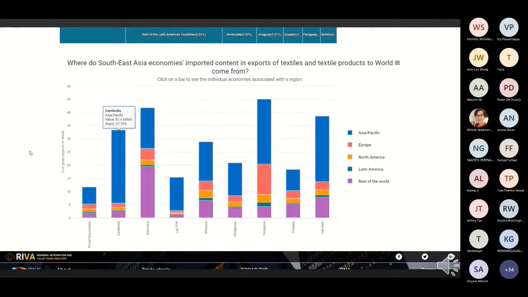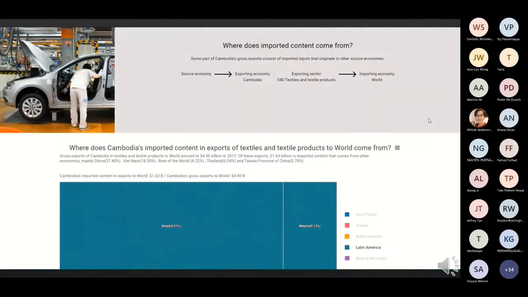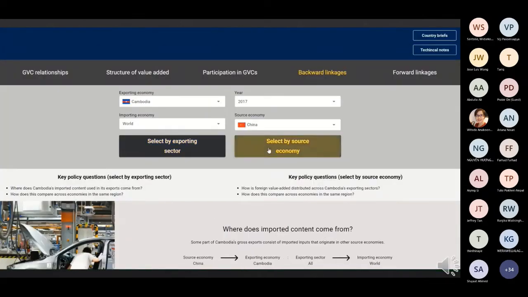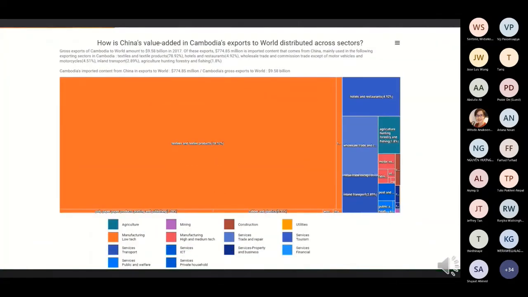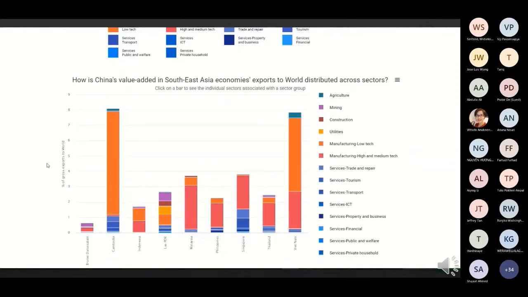This information may trigger my interest to explore a specific partner. I then go up and select by source economy and put the source economy that I want to explore, such as China. Now, I see more about where inputs from China go to. More than 80% of inputs from China went into the manufacturing low-tech sector, textile sector in particular. I scroll down to see cross-ASEAN comparison.